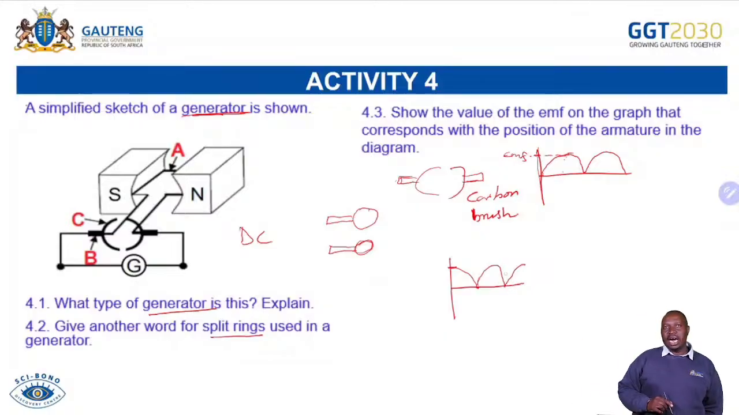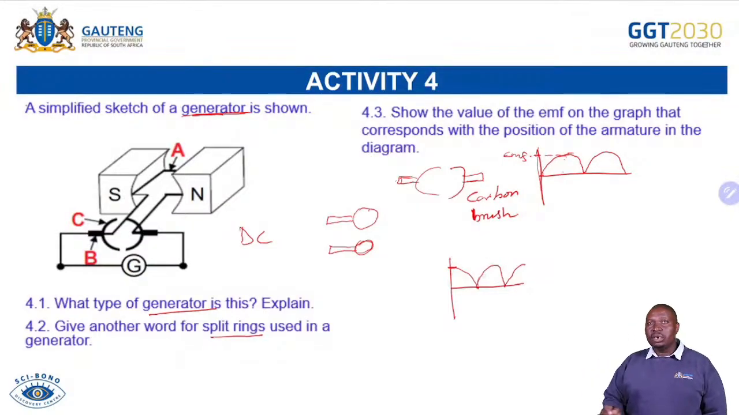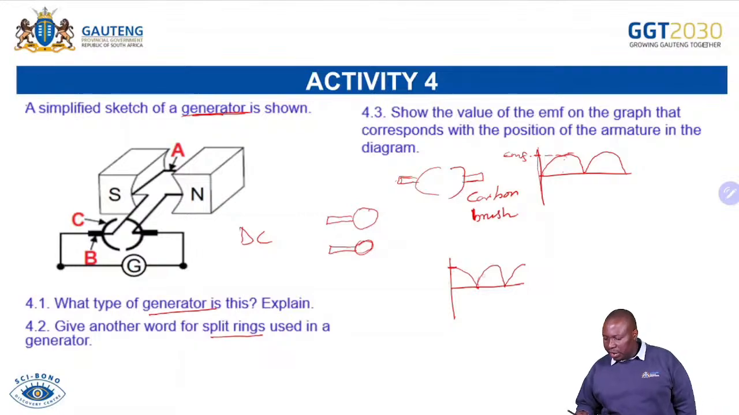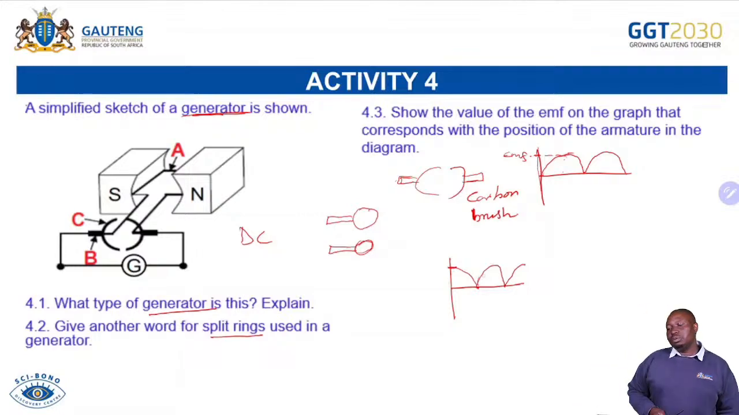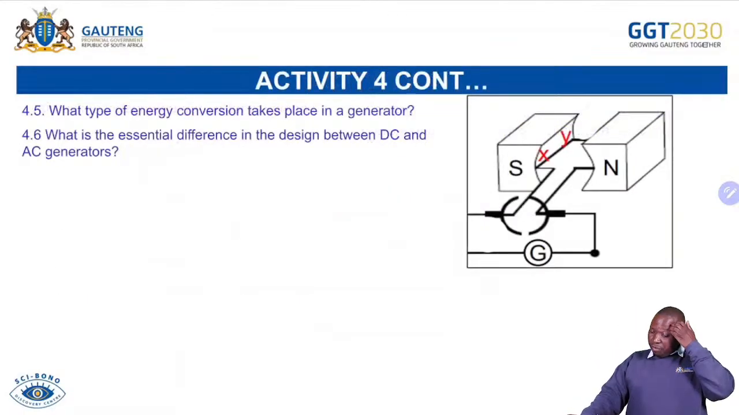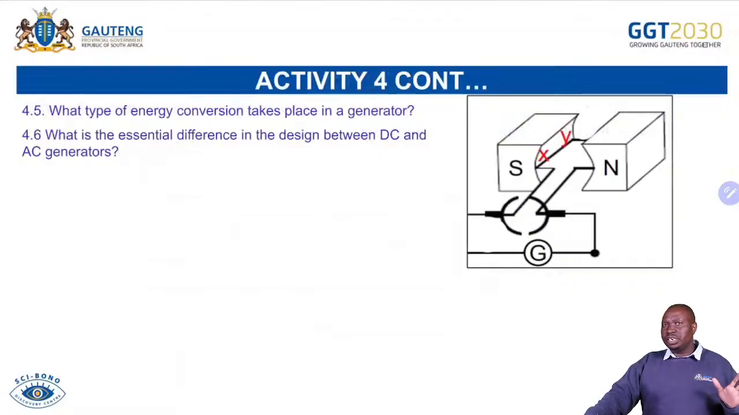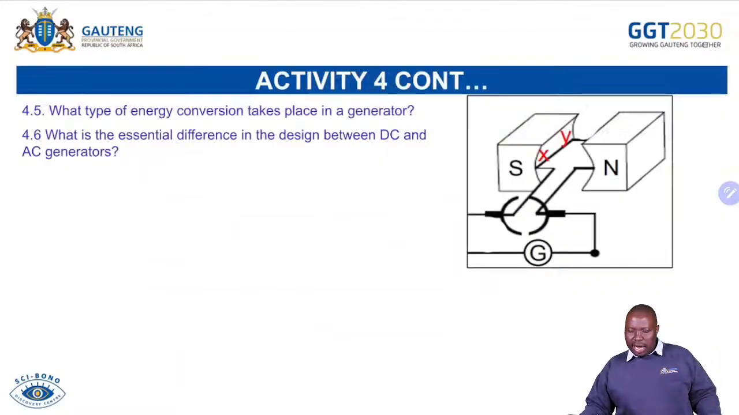It must be direct current, because now we're using the DC, that split ring, the commutator. It tells us that this is DC, and DC we're saying is in one direction. Our current is flowing in one direction, does not change, and then you are able to show that in the graph. What type of energy conversion takes place in a generator? We know energy conversion in a generator, we said, is from mechanical energy to electrical energy.